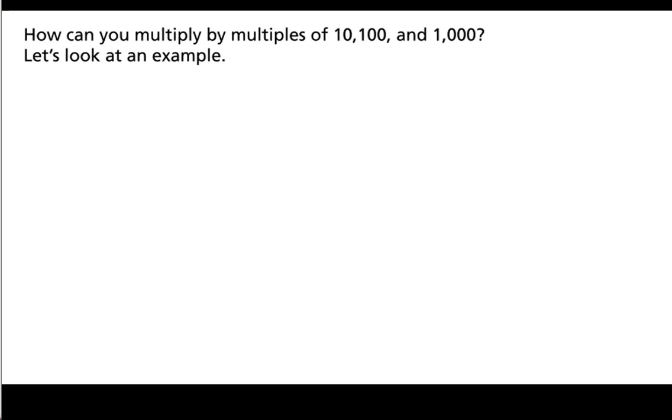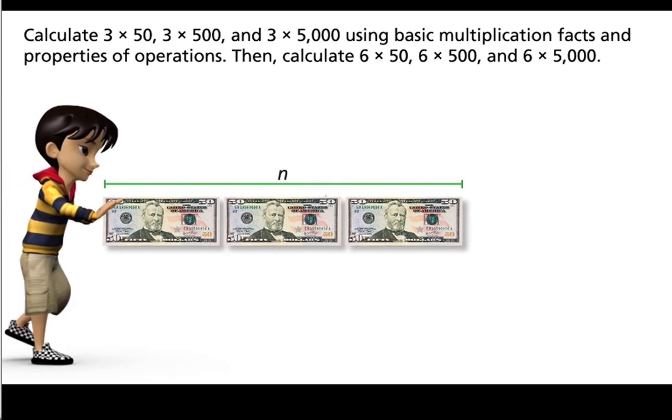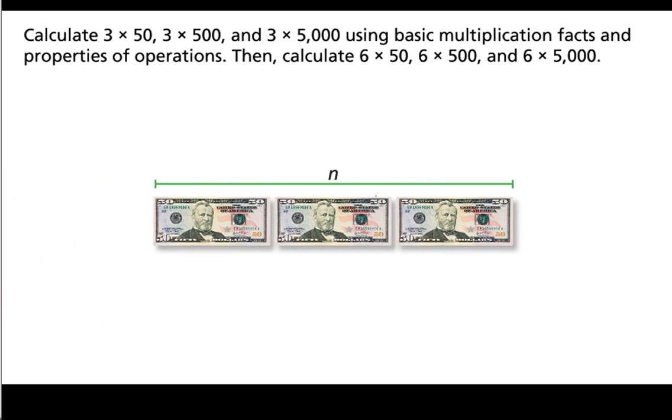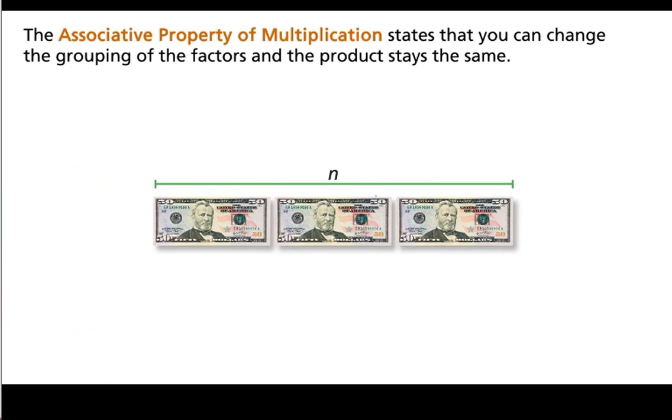Focus. How can you multiply by multiples of 10, 100, and 1000? Let's look at an example. Calculate 3 times 50, 3 times 500, and 3 times 5000 using basic multiplication facts and properties of operations. Then calculate 6 times 50, 6 times 500, and 6 times 5000. The associative property of multiplication states that you can change the grouping of the factors and the product stays the same.